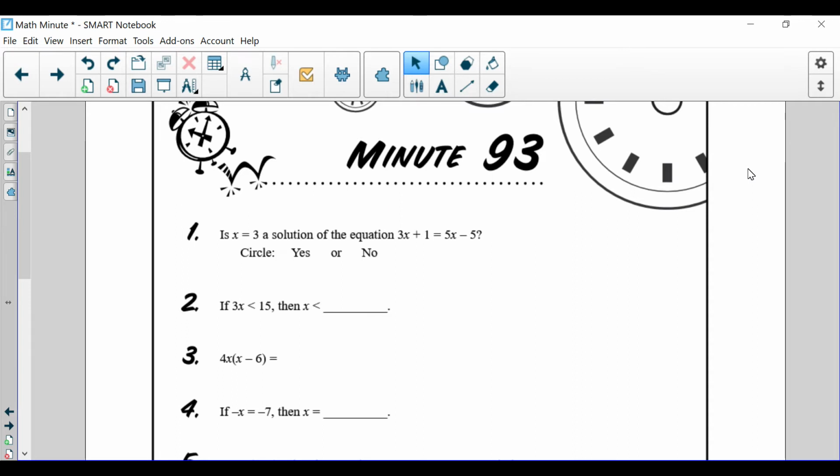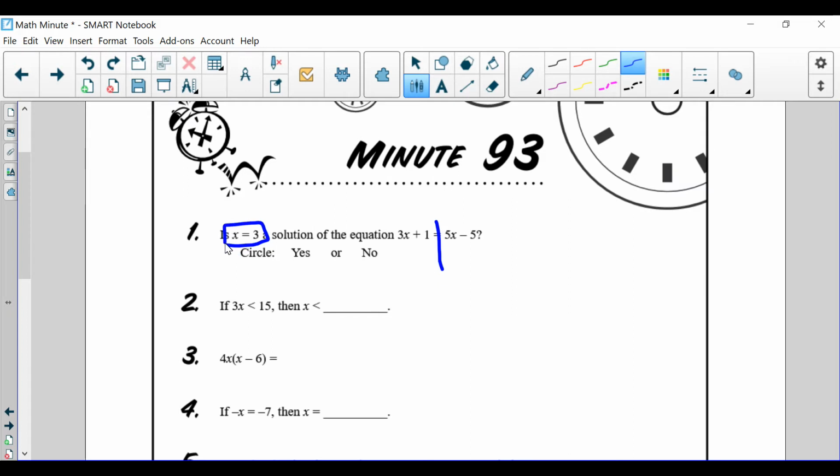We're going to be solving: is this solution a solution to the equation, yes or no? Alright, so let's go ahead and solve for x. We're going to see, is x equal to 3? There are many ways of doing this. You can either substitute x for 3, or you can go ahead and solve it. I'm going to show you both ways here.